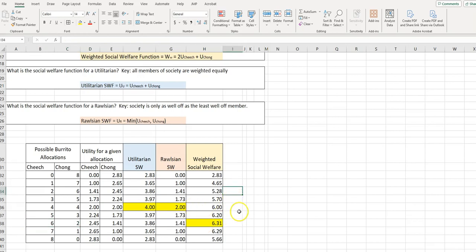Okay, and so that wraps up the exercise here. So again, we have identified the allocations of burritos that maximize social welfare based on 3 different philosophies.